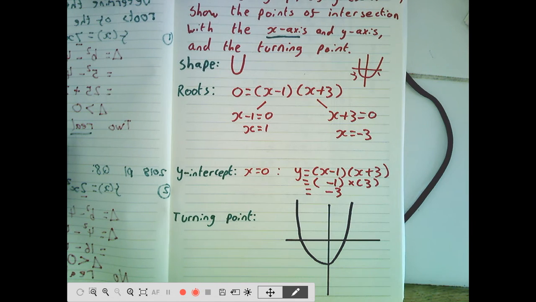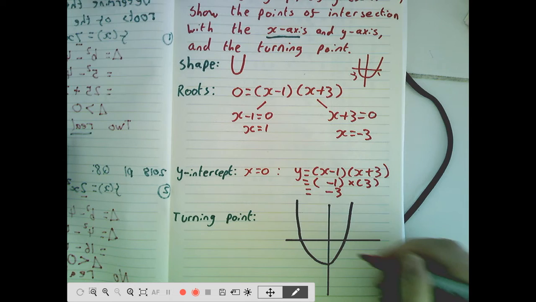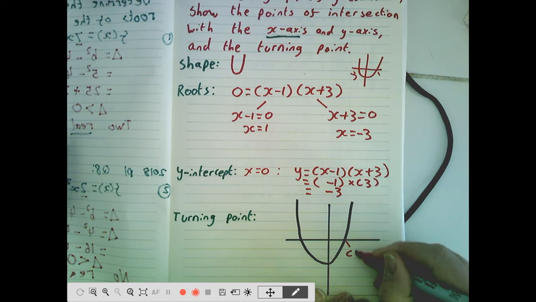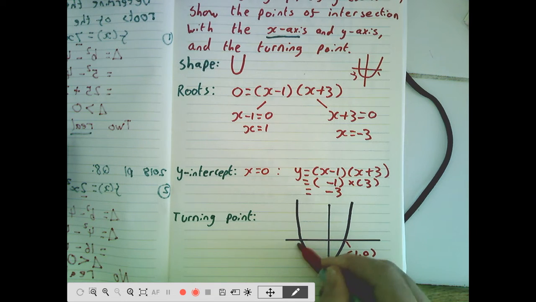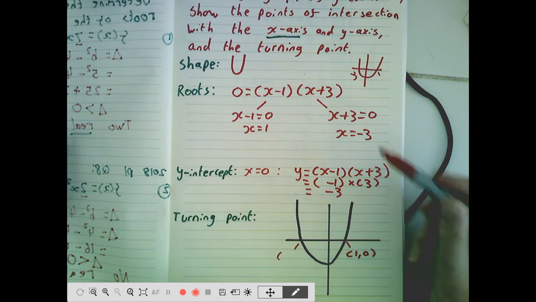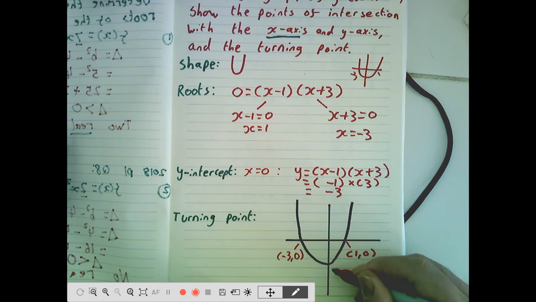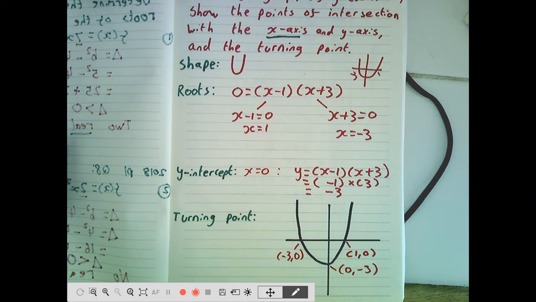And let's note these points down. So here we're crossing the x-axis at the point 1. So this is going to be the point (1, 0). This root here is going to be the point (-3, 0). And the y-intercept we've just worked out is -3, so that's the point (0, -3). Okay, so the very final thing that we want is the turning point. So the turning point is what we're going to work out now.